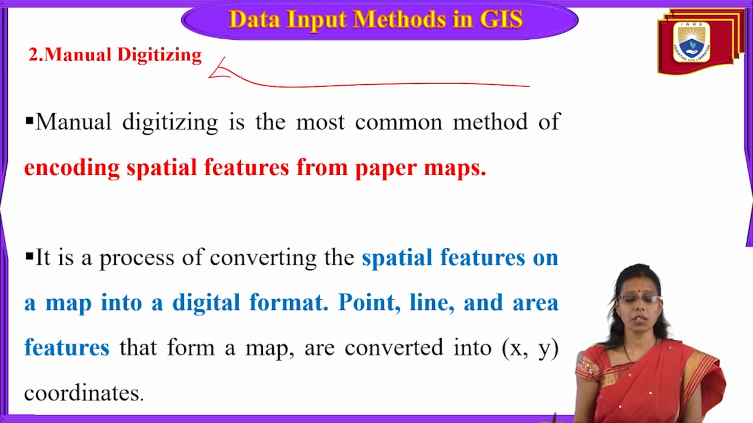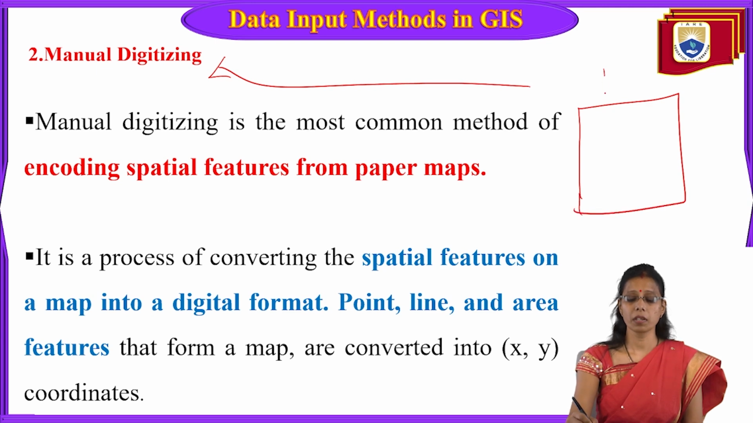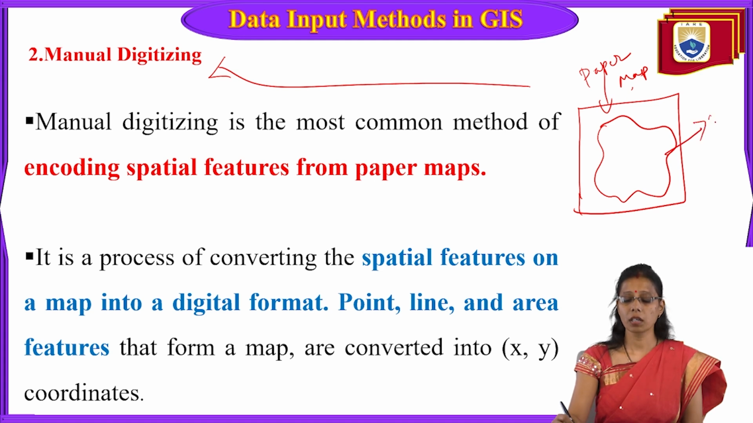So manually we have to digitize. Manually we have to digitize means there will be a paper map, and on the paper map, suppose this is the map. If you want to digitize this map, we have to do it manually, and this map will be attached to a computer system. Okay, computer system.